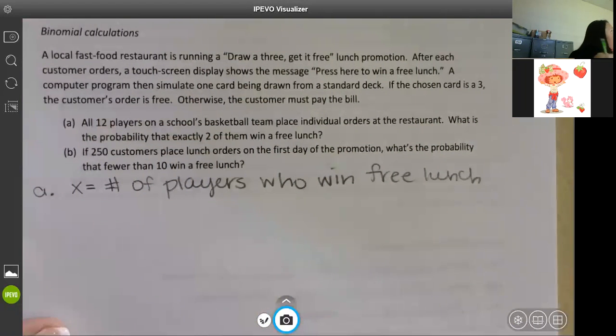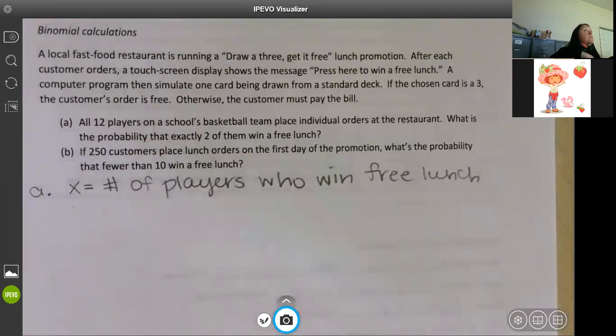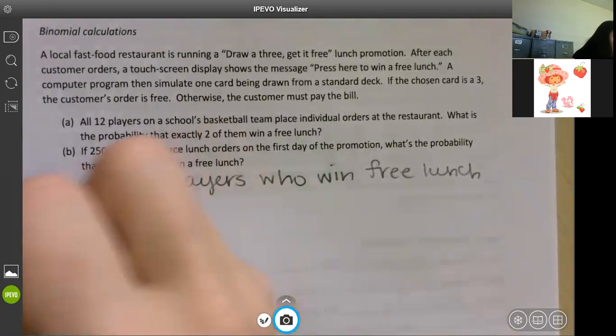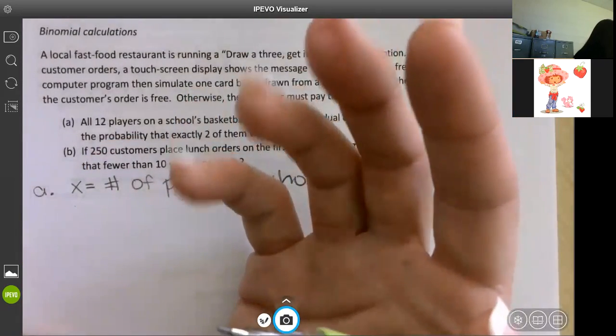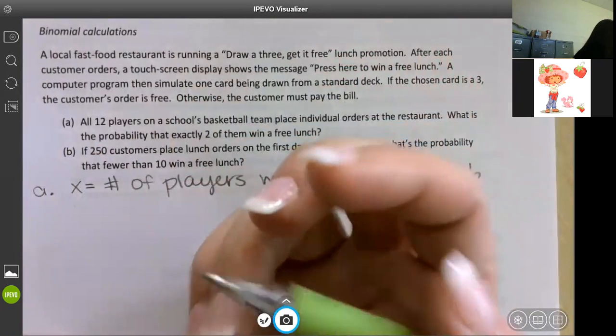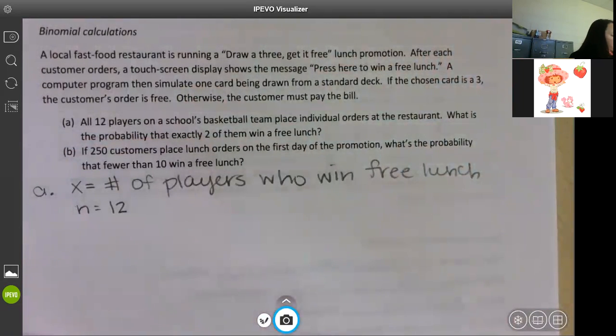What are the things that we need for our binomial CDF or PDF? Say it again. We already know it's binomial. Okay, but we have to define everything first. What is 12? N is 12. What else? We need N, K, and one more thing.